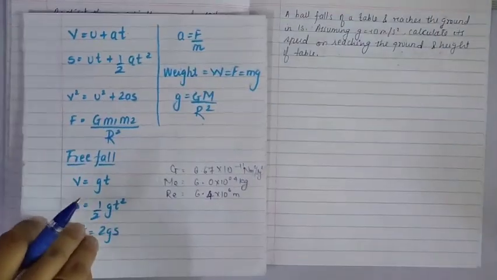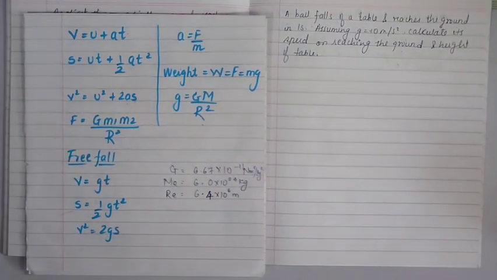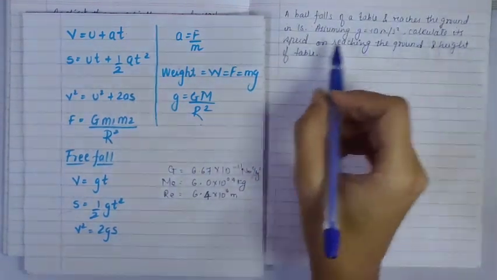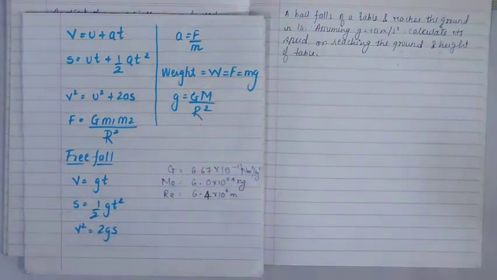Now let's move on to the next sum. So what does it say? It says a ball falls off a table and reaches the ground in 1 second. Assuming that g is equal to 10 meters per second squared, calculate its speed on reaching the ground and the height of the table. So we need to find here two things. What is the first thing we need to find? Speed, and next the distance between the ground and the table, means the height of the table.